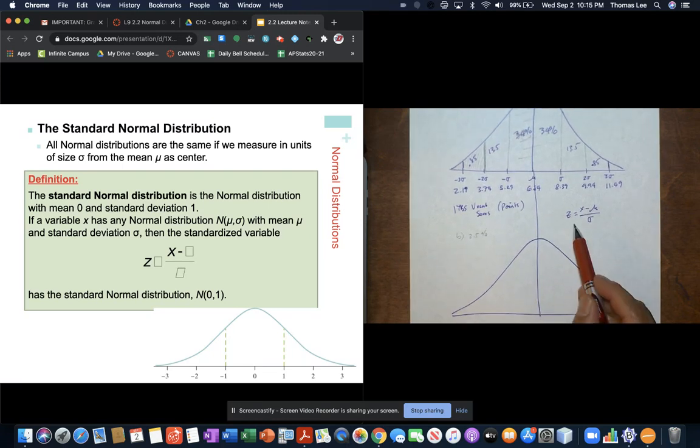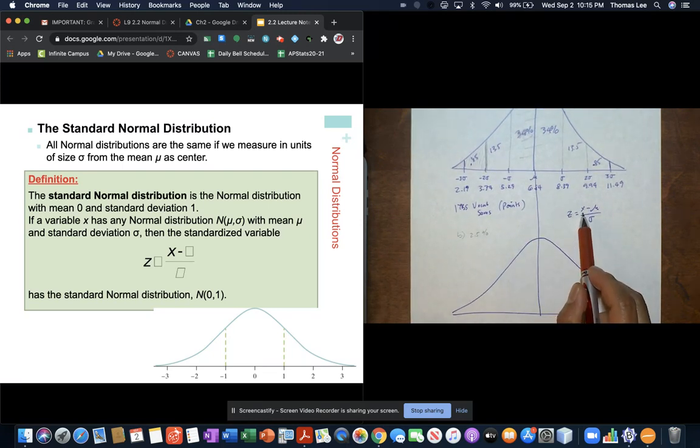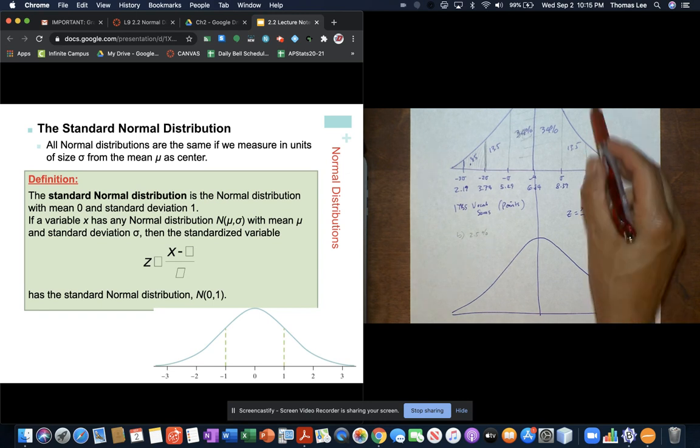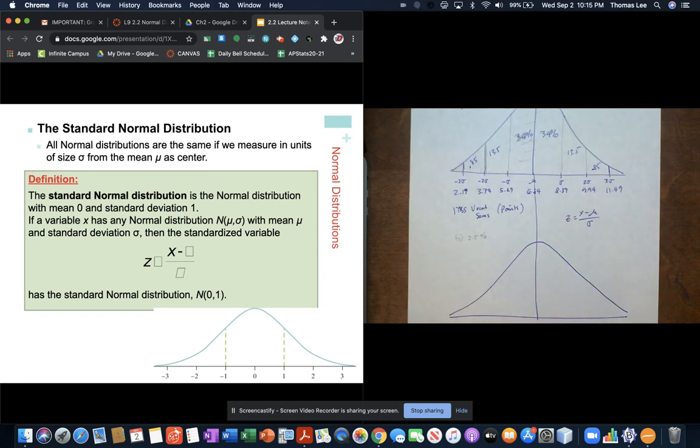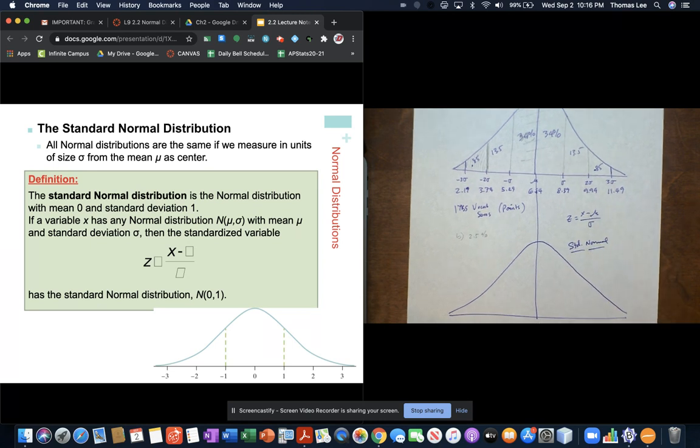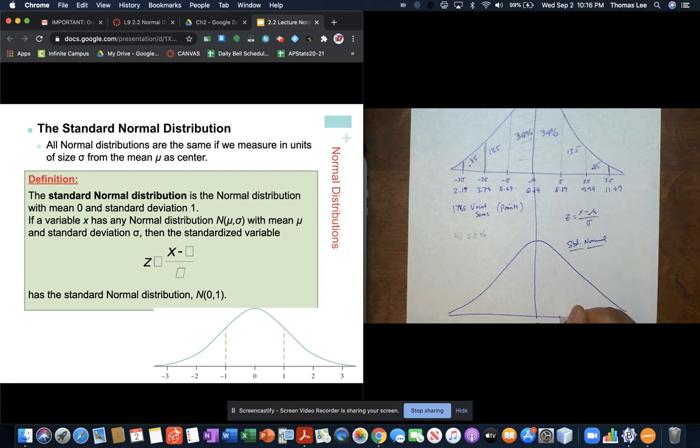Okay, well, if you put in 6.84 for x, but mu is also 6.84, you're going to get 0 over 1.55, right? Because 1.55 is your standard deviation. Well, 0 over anything is 0. So this becomes 0. So now in the standard normal, this is 0. Well, what would 8.39 become? What would 9.94 become? What would 11.49? That just becomes 1, 2, and 3.